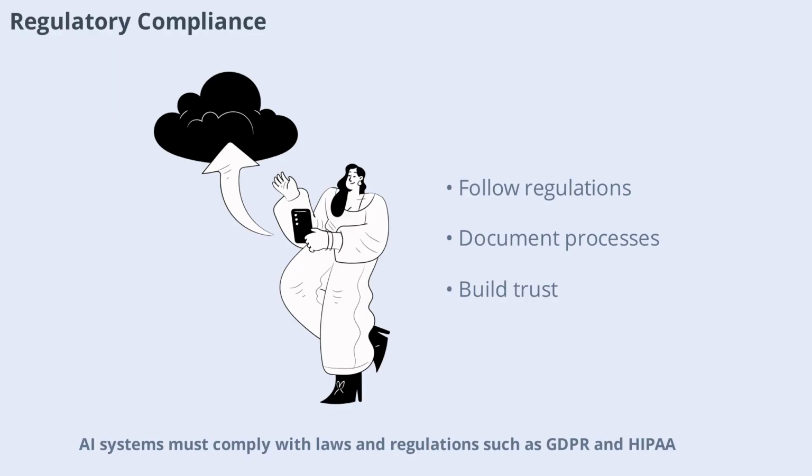AI systems must comply with laws and regulations such as GDPR and HIPAA. Compliance involves documenting processes, securing data, and ensuring transparency. Staying compliant reduces legal risk and builds user trust.